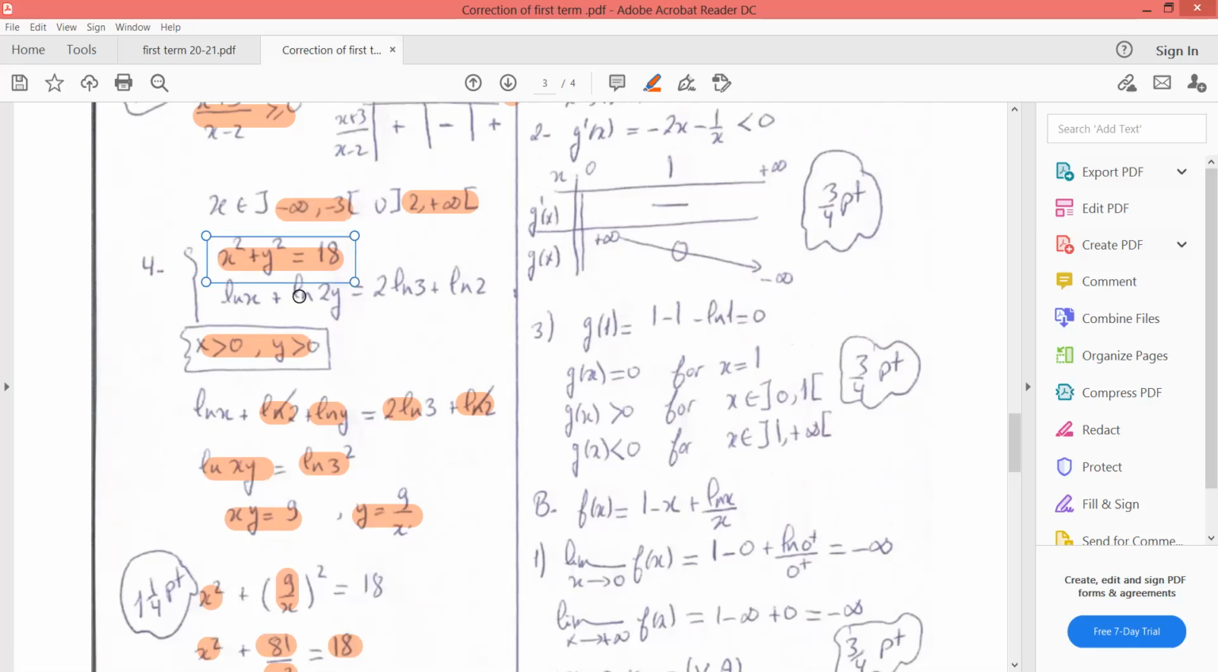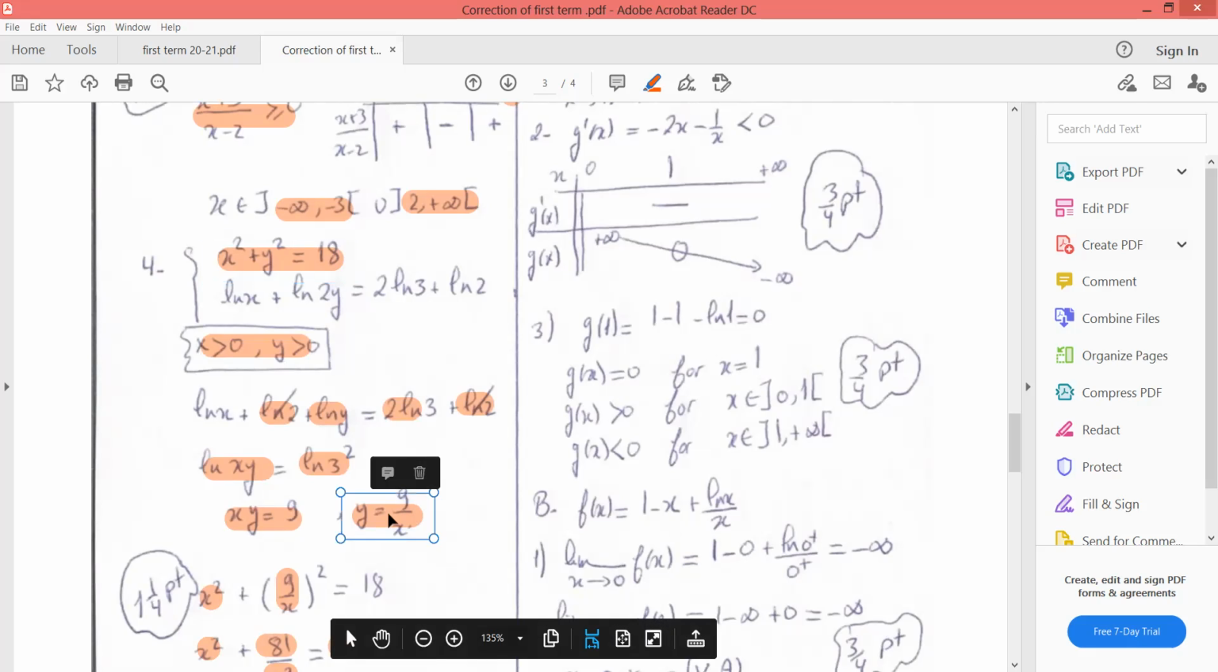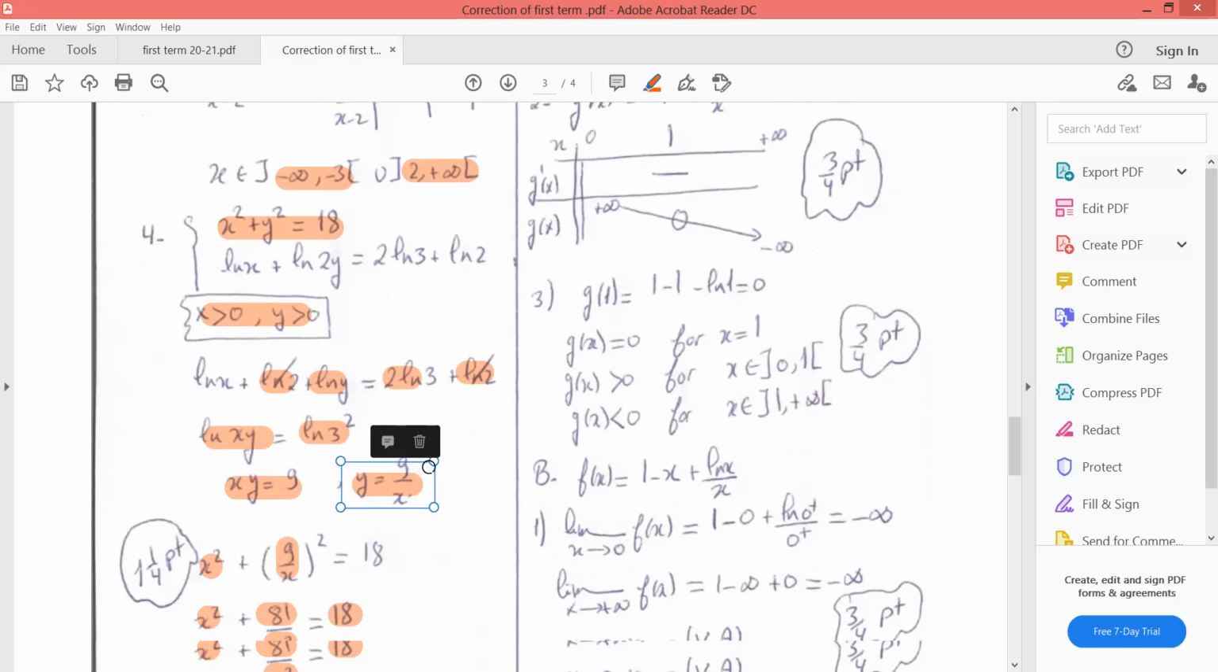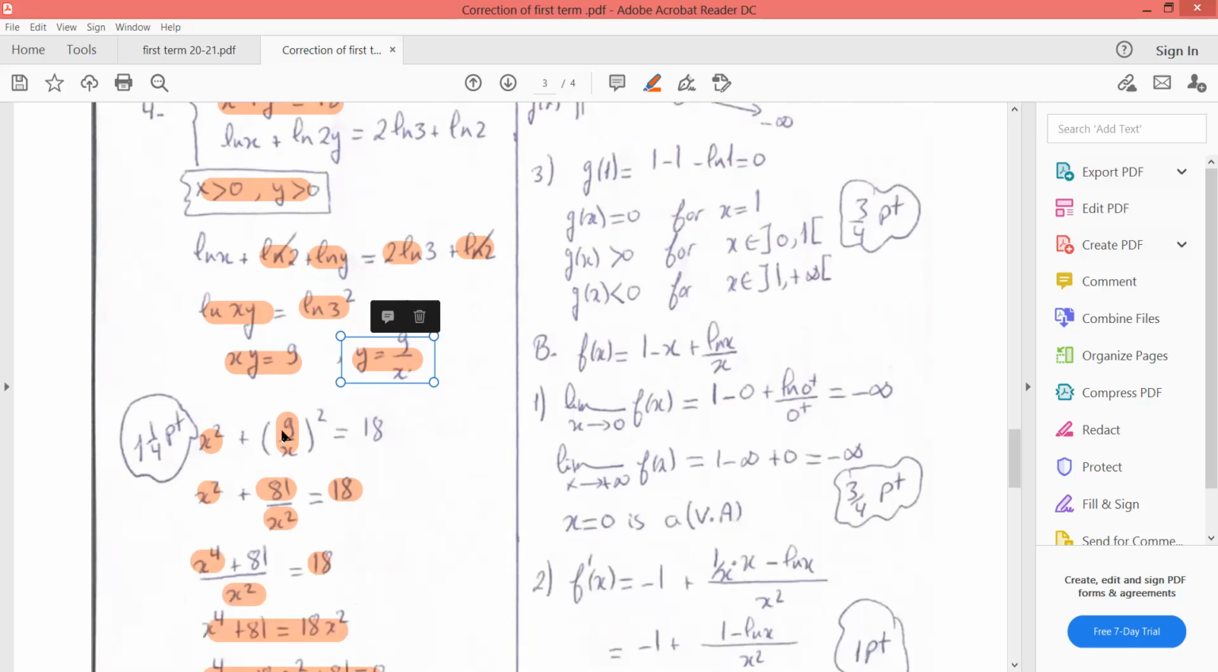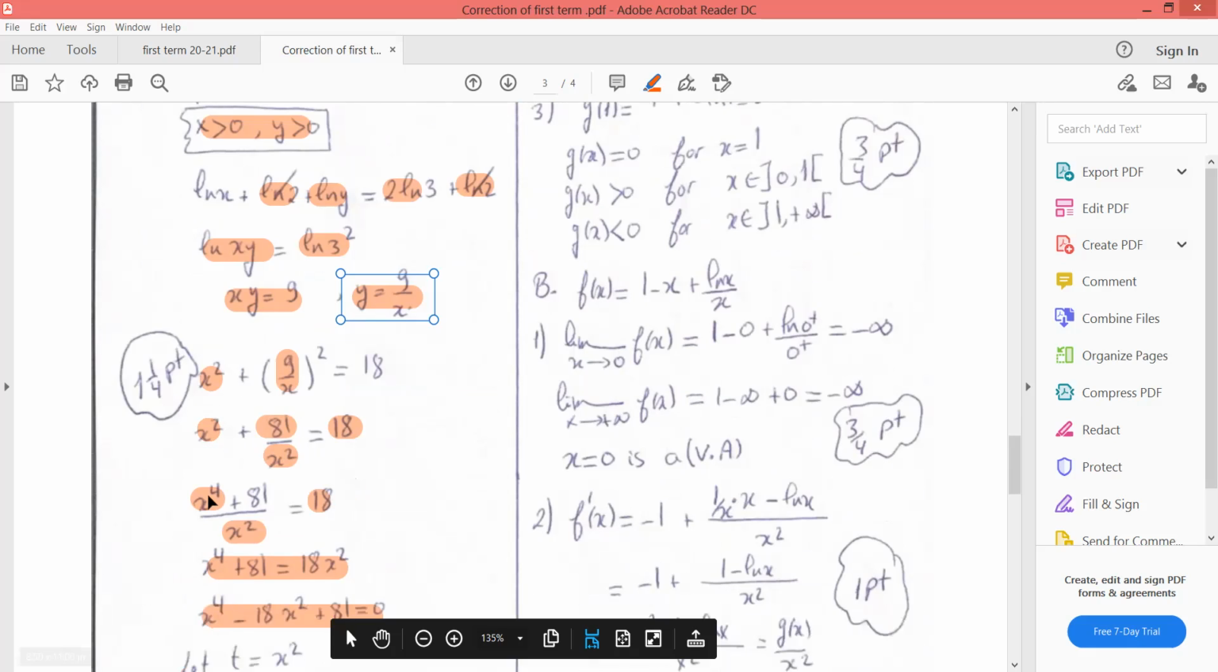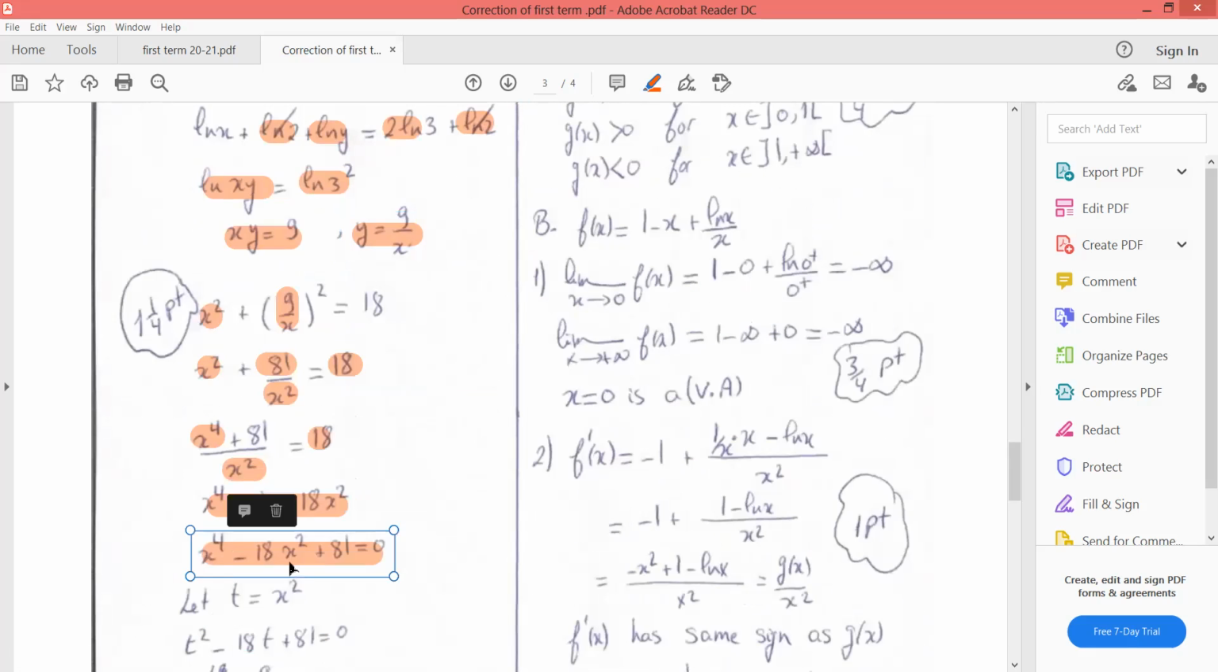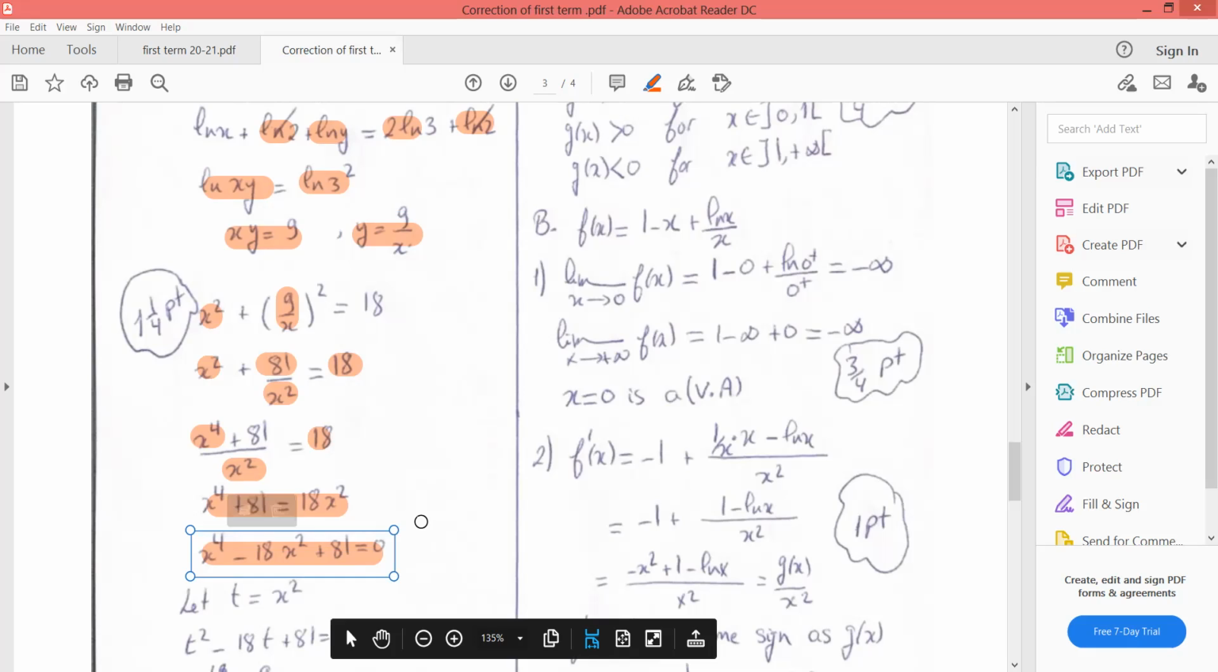I solve this system by the method of substitution. In the method of substitution, I find y in terms of x or x in terms of y and replace it in the other equation. So here y = 9/x. I replace y in the equation, so x squared, instead of y, (9/x) squared equals 18. x squared, 81 over x squared equals 18. The LCM is x squared times x squared, x power 4 + 81 = 18x squared. We cross multiply, we get this equation. This equation is called a biquadratic equation.